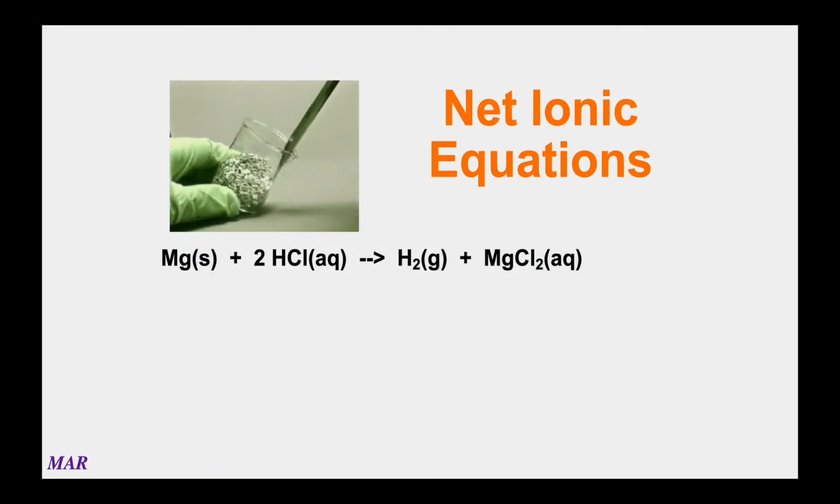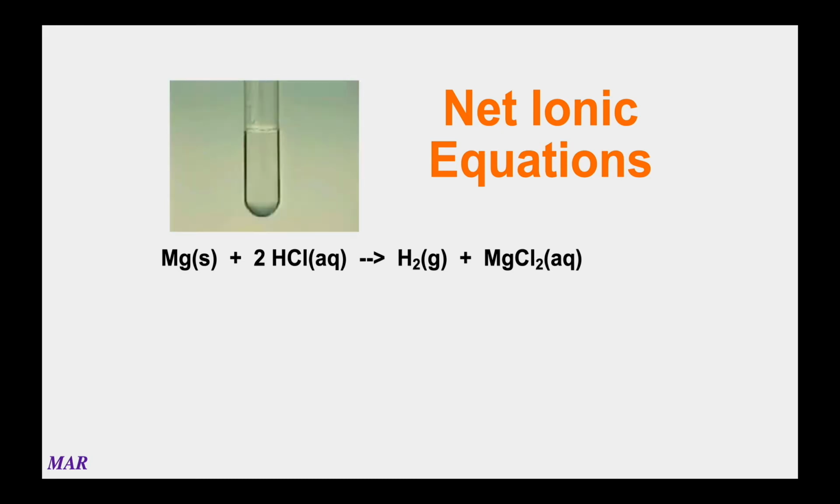When we put magnesium metal into aqueous hydrochloric acid, the two react. Aqueous magnesium chloride is formed along with gaseous hydrogen.